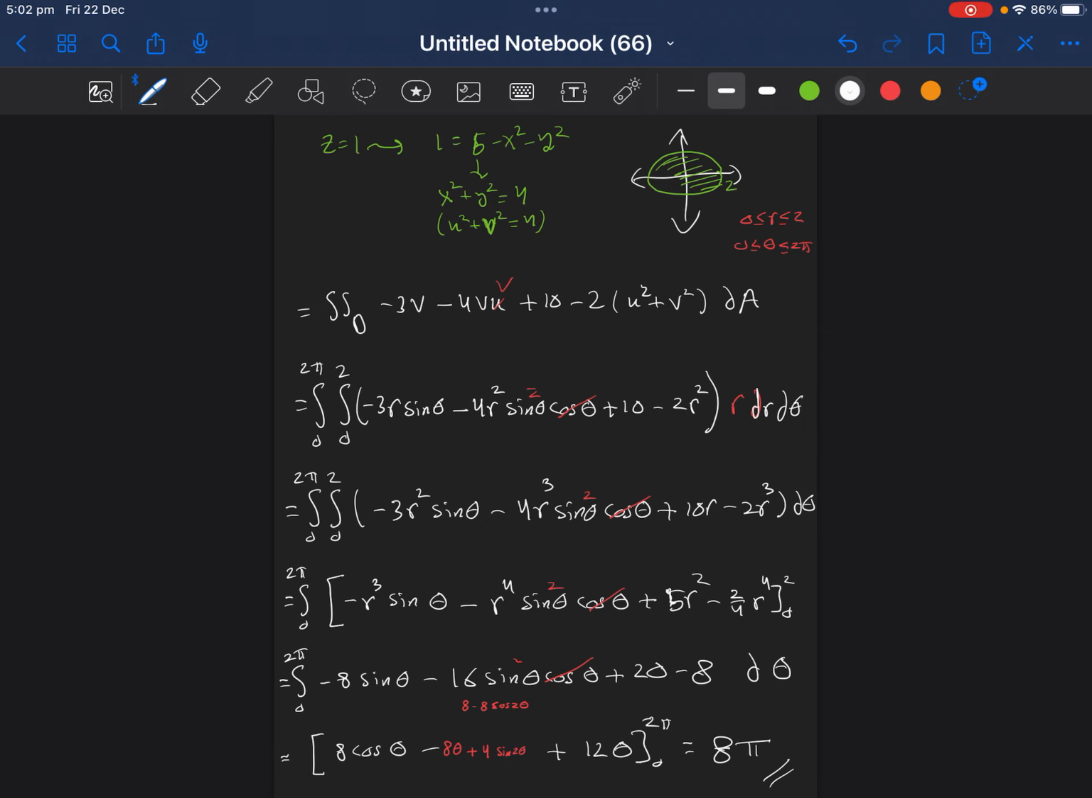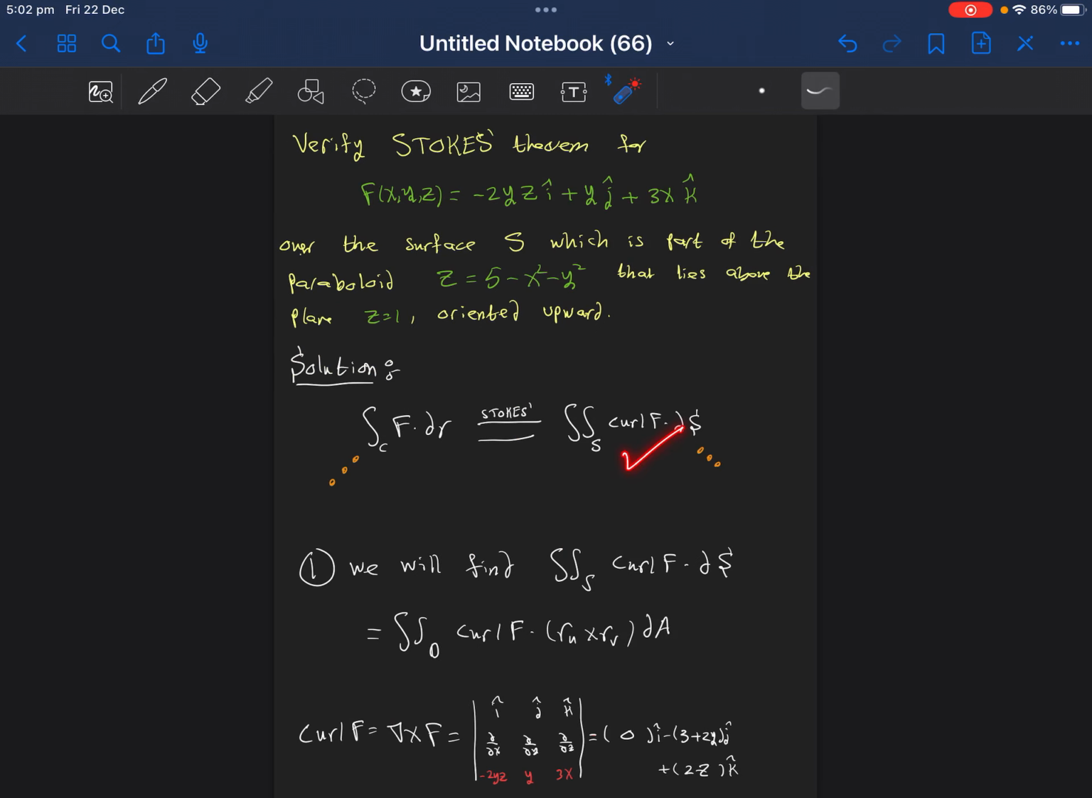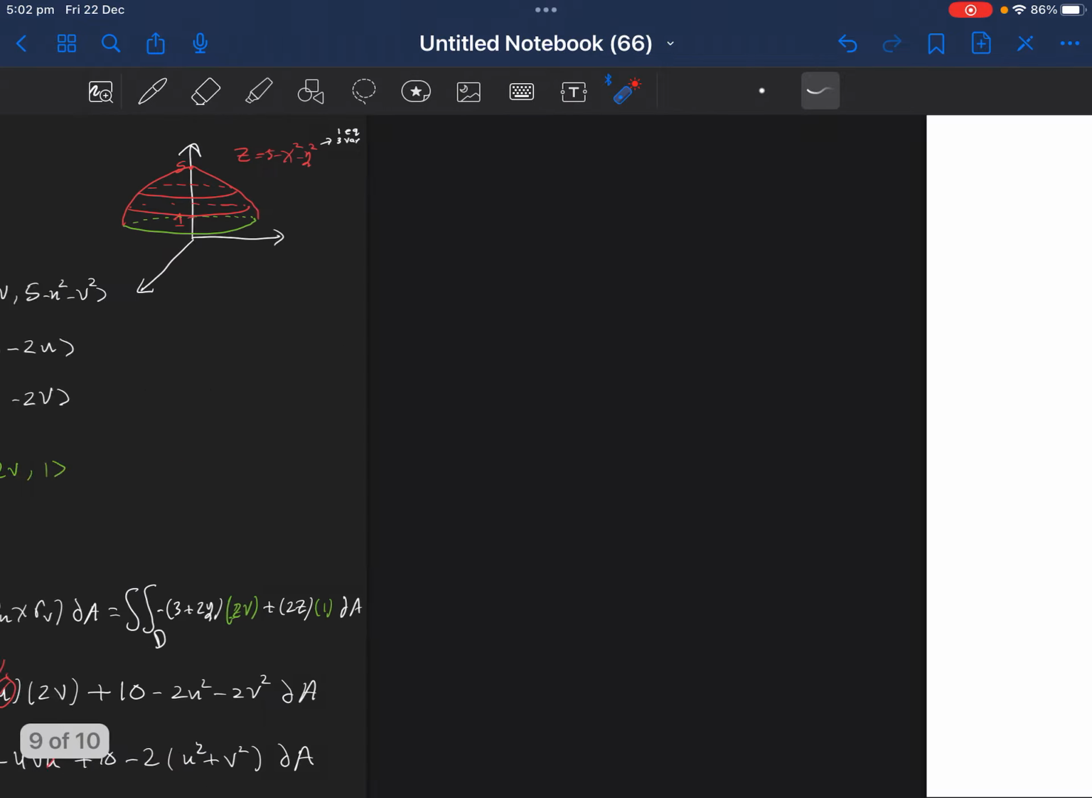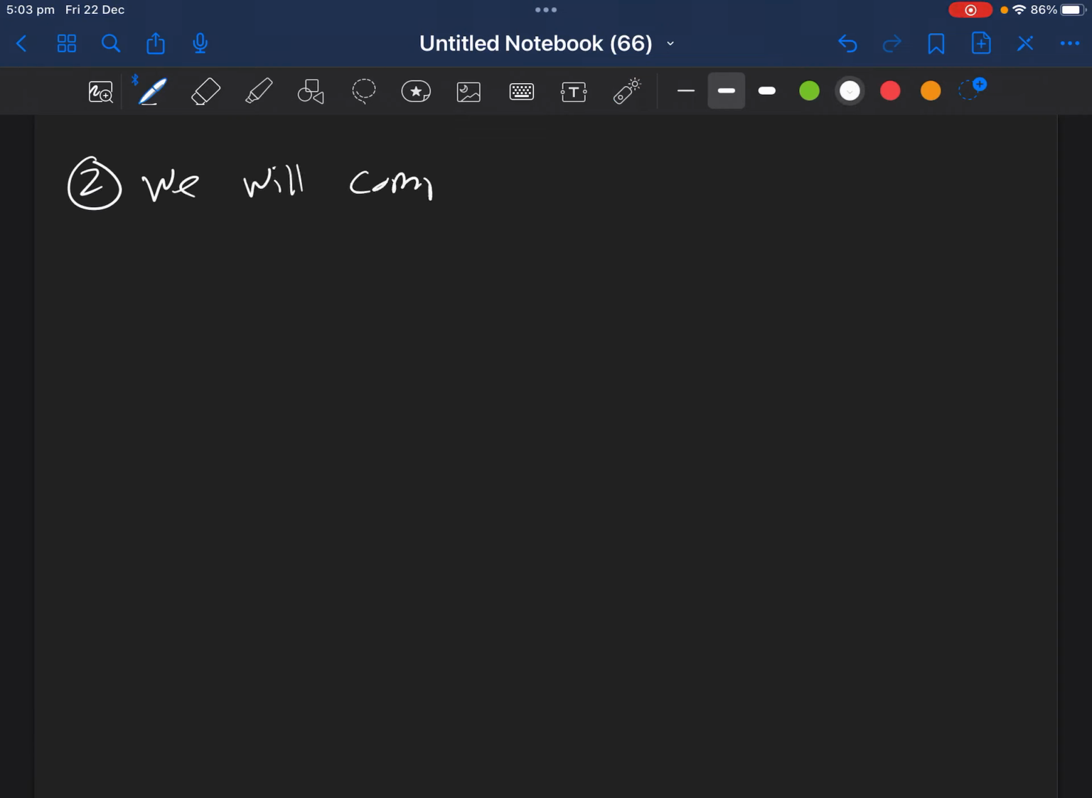Now, let's check if our answer is correct by doing the opposite. What we will do is we finish from this one. We know the answer is 8 pi. Now we need to find the integral straightforward and check if the answer is correct. Number 2, we will compute the single integral directly. So it means we need to have the curve itself.